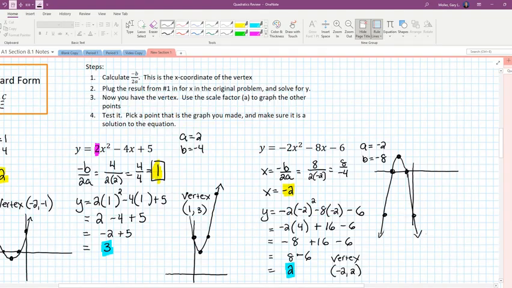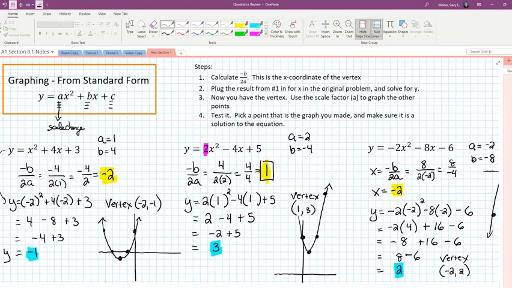All right, that's it for graphing. Please practice standard form. Please practice vertex form. Please make sure you know the difference between the two so that you can easily graph these problems.